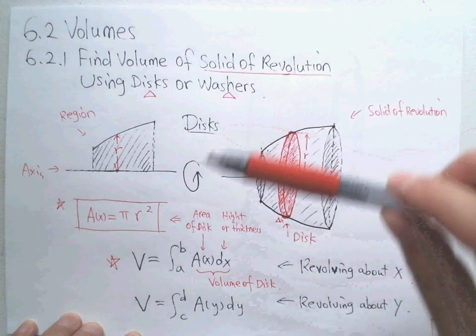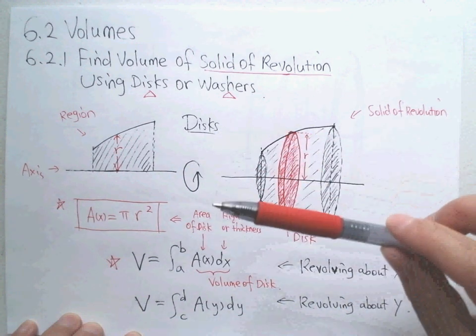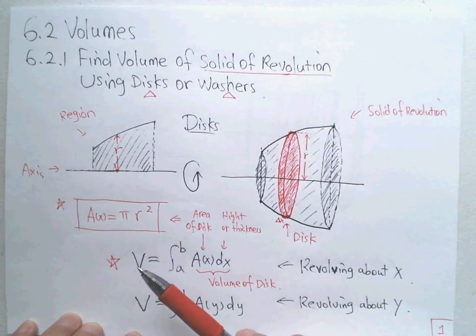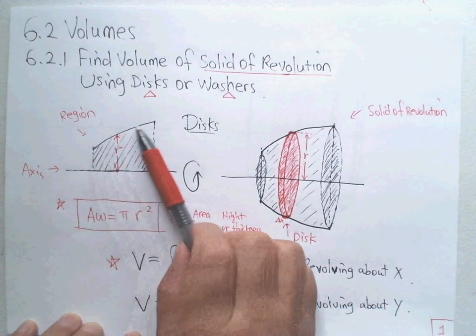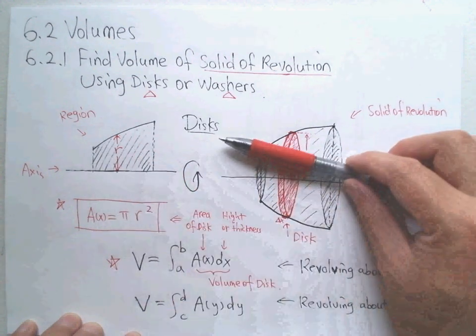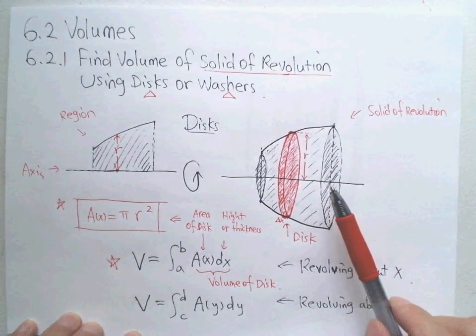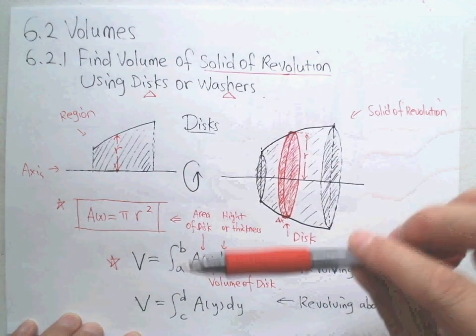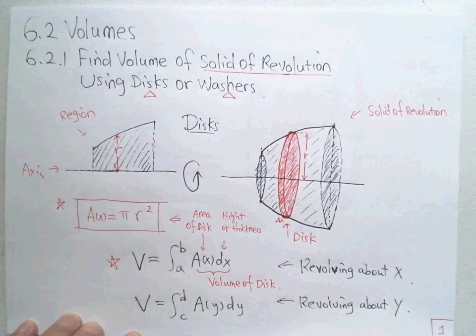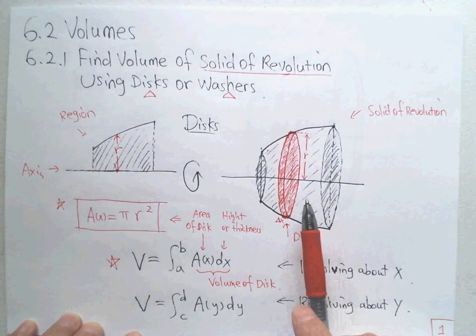the axis. But the question is, if we know this curve, we know the region, how do we find the volume of the solid of revolution? So this time, the volume. Here is the result I'm going to show you.